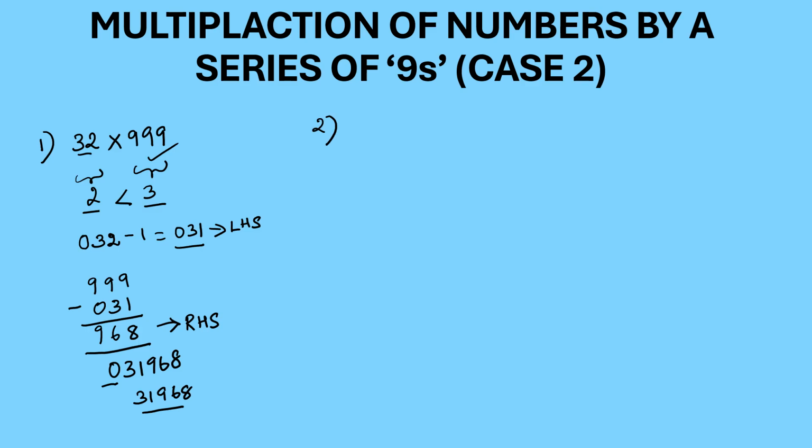Let's say you want to do 43 times 9999. Here again, 9999 consists of a series of 9s, so the first condition for case 2 is satisfied. You'll also notice that the number 43 consists of 2 digits, whereas 9999 consists of 4 digits. So the number of digits in the number being multiplied is less than the number of digits in the number containing a series of 9s. So the second condition for case 2 is also satisfied. Now let's go ahead and do the problem.